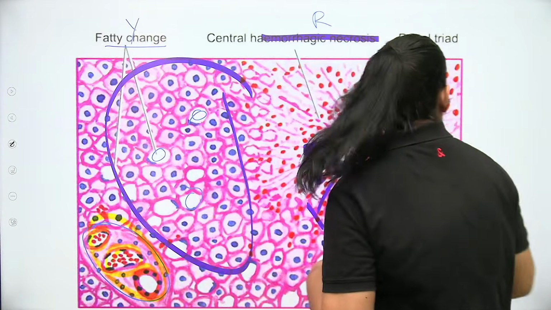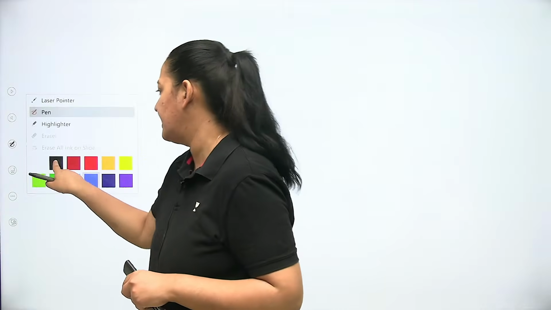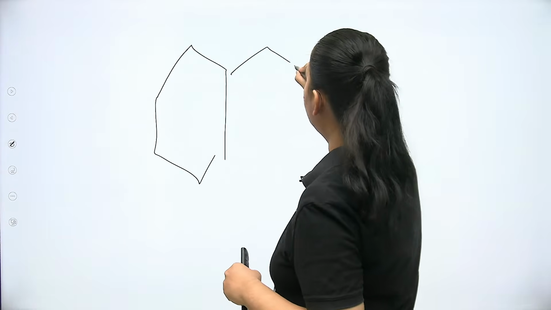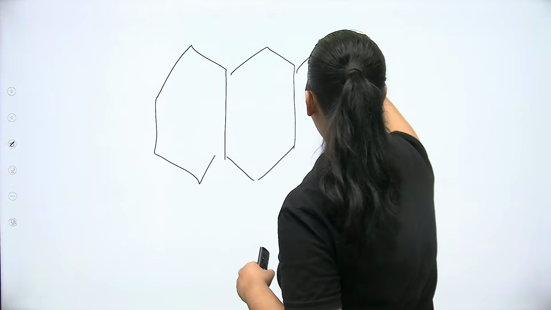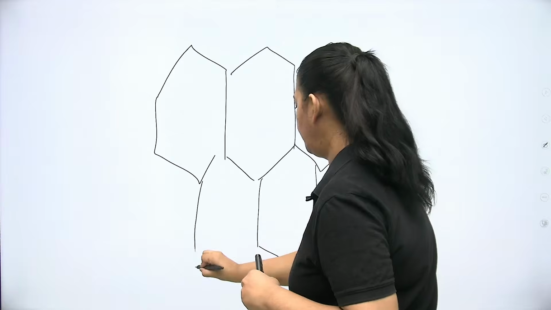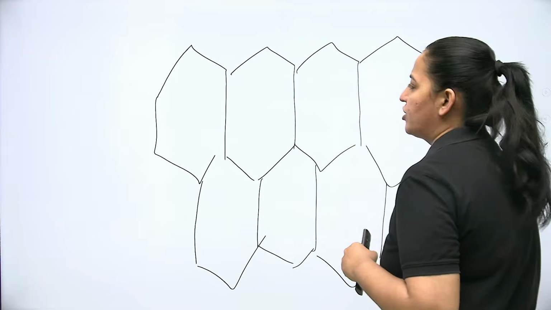It is fatty change. Let me draw the same change in a lobule. You will have a better understanding. Let me draw 3-4 lobules only. Who will tell me what is there in the center of the lobule? What is there in the periphery of the lobule? Let me draw a few of them. You will have a better understanding. The alternate thing, the nutmeg appearance.